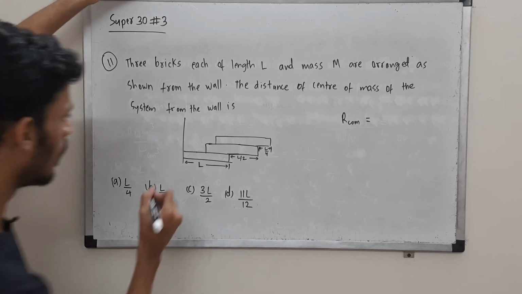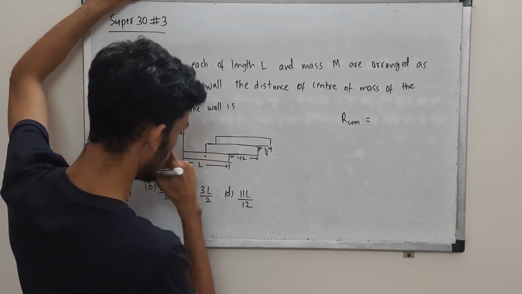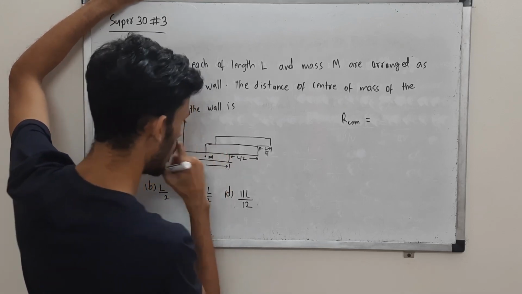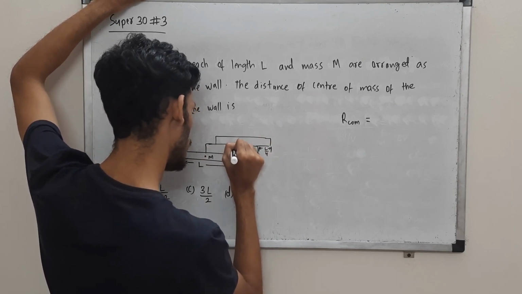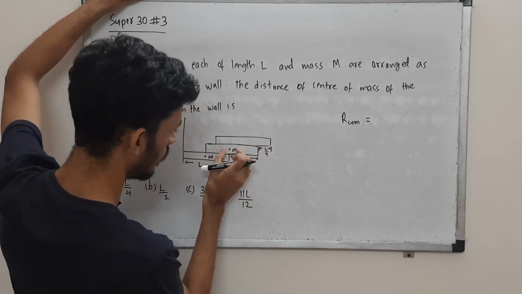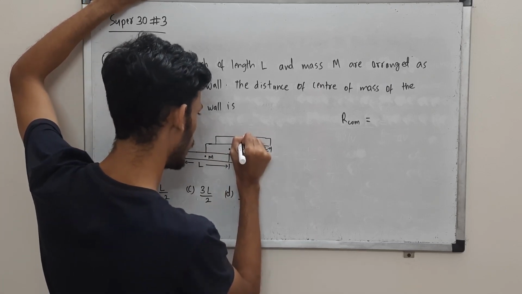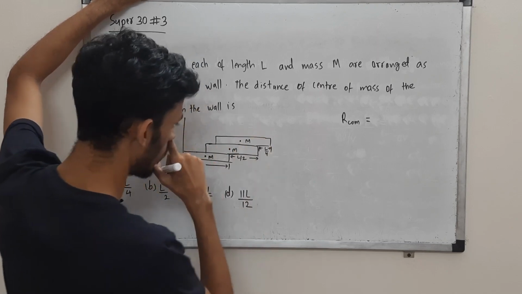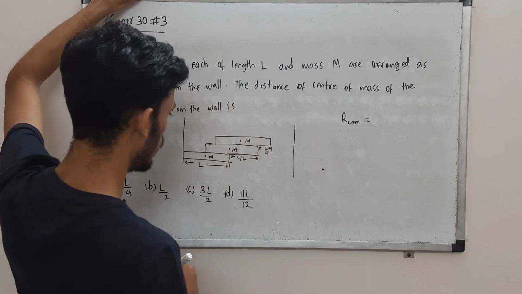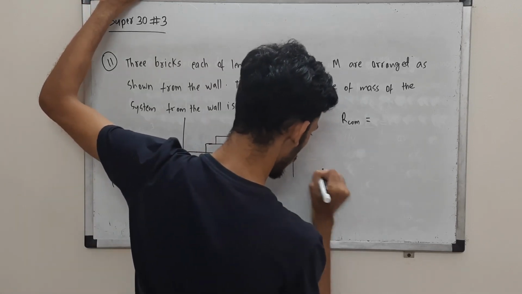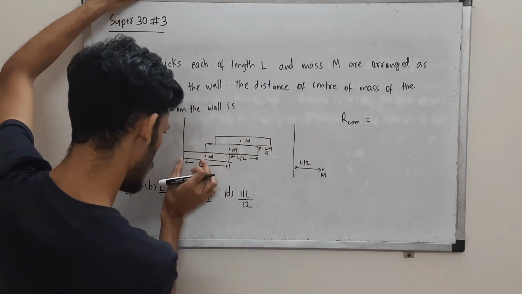For this first block, the center of mass will be at the center, at a distance L by 2. So this is the mass m over here. Then for this one, again we'll have the center of mass at the geometric center. Basically I am drawing the center of mass of each of these blocks. Now I can draw this separately, only drawing the center of mass of each block. So this is at a distance of L by 2.